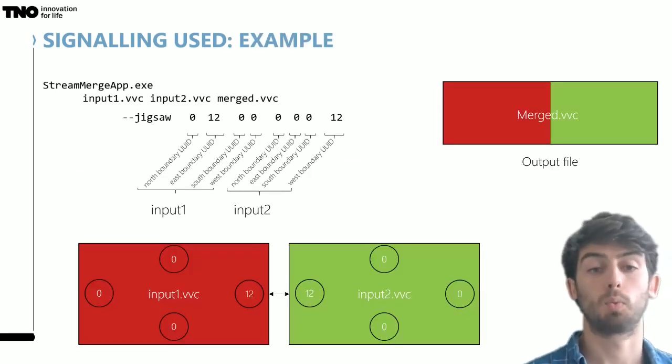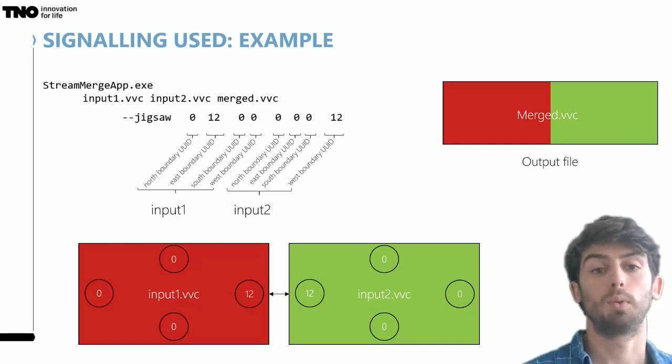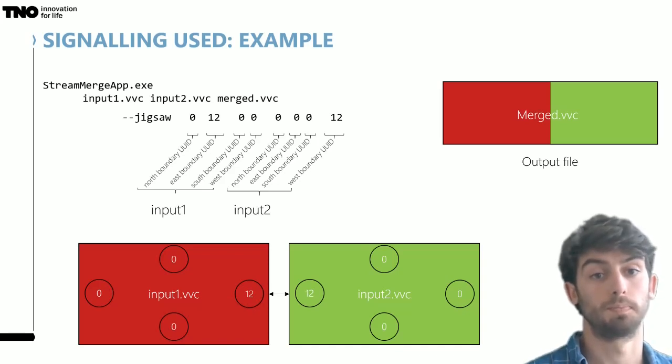So let's look at an example. Let's say I have input 1 and input 2, and I want the merged output to look like this. What I have to do is guarantee that the left and the right indicators have the same value, and this will indicate that these sides are next to each other. What you can already see is that the remaining values are 0, which means there's no spatial correlation with any of the other layers.